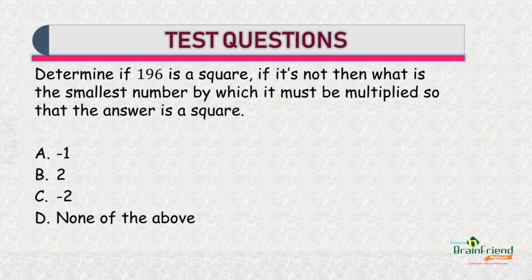Question 2. Determine if 196 is a square. If it's not, then what is the smallest number by which it must be multiplied so that the answer is a square? Option A, minus 1. Option B, 2. Option C, minus 2. Or option D, none of the above. Our answer is option D, none of the above.